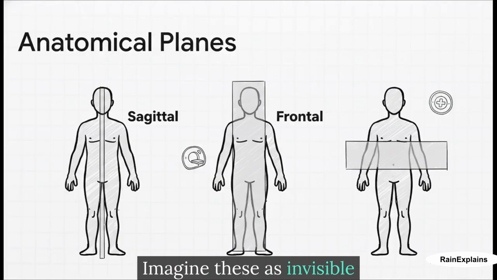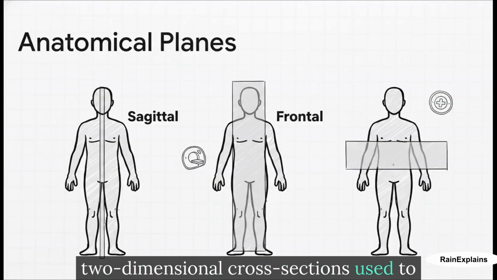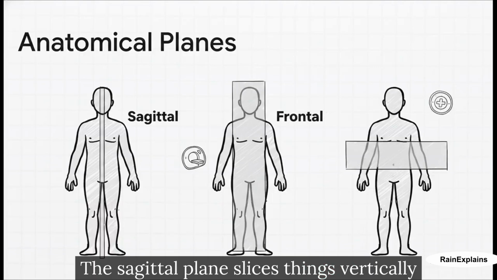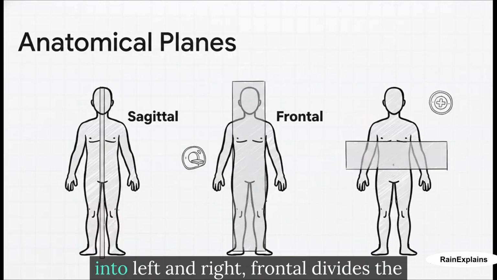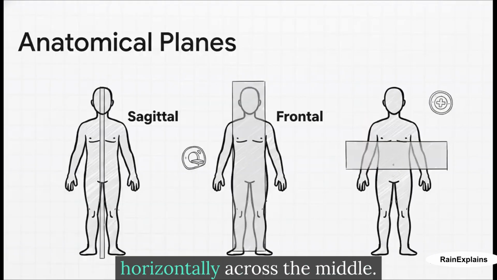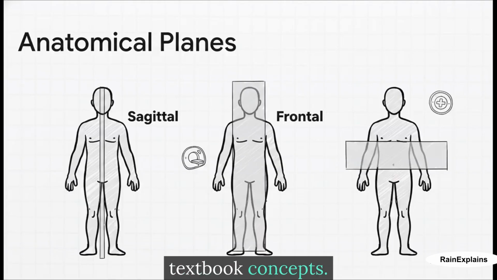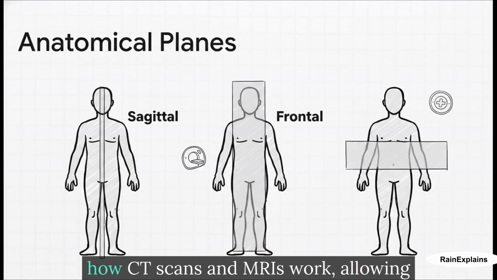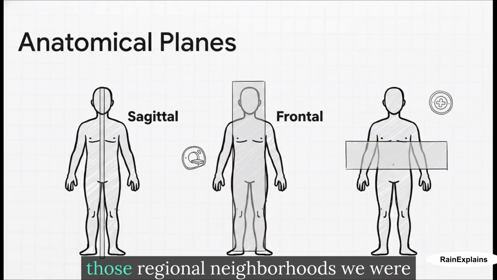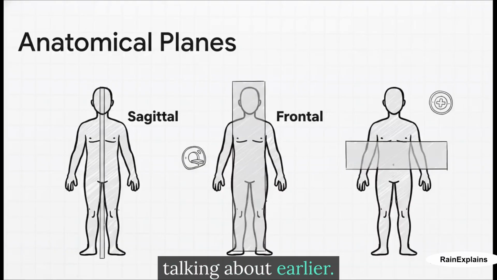Mapmakers also use anatomical planes. Imagine these as invisible, two-dimensional cross-sections used to visualize these deep regions. The sagittal plane slices things vertically into left and right, frontal divides the front from the back, and transverse cuts horizontally across the middle. And guys, these aren't just abstract textbook concepts. They are quite literally the foundation of how CT scans and MRIs work, allowing doctors to virtually slice right through those regional neighborhoods we were talking about earlier.